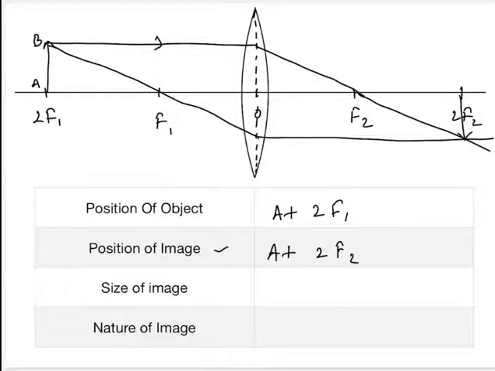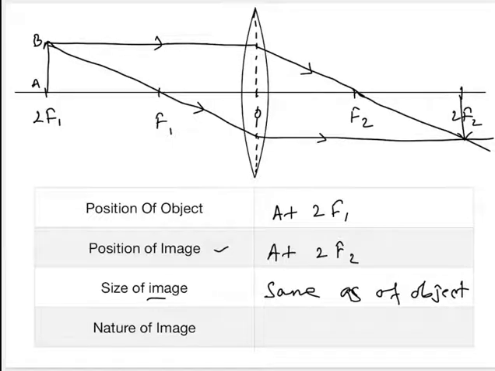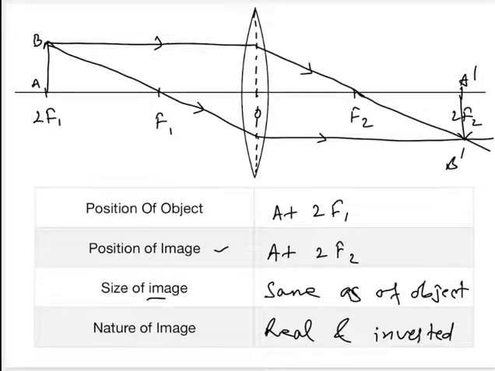Position of image, arrows not to be forgotten. Size of the image is the same as the object, and nature is real and inverted. See, A dash, B dash. Image is inverted. Inverted means, see, the head is here, the head is formed here. So this is an inverted image.